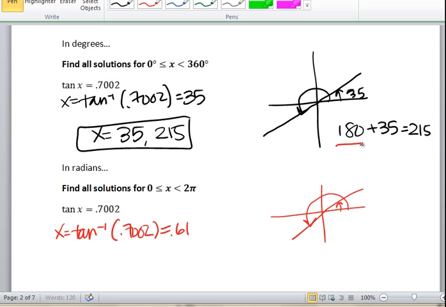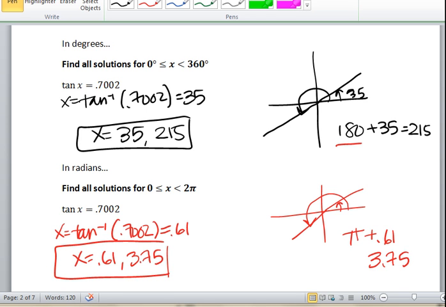Well, instead of adding the 0.61 to 180, I'm going to add it to pi. So pi plus 0.61 radians is 3.75 radians, and that is definitely in quadrant 3. So in radians, x is equal to 0.61 or 3.75 radians.